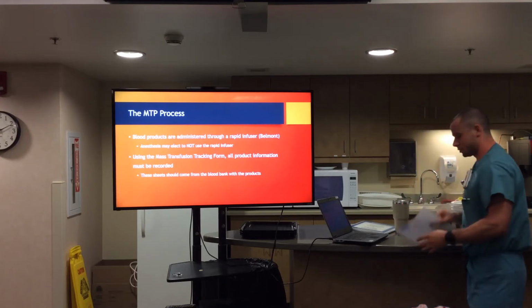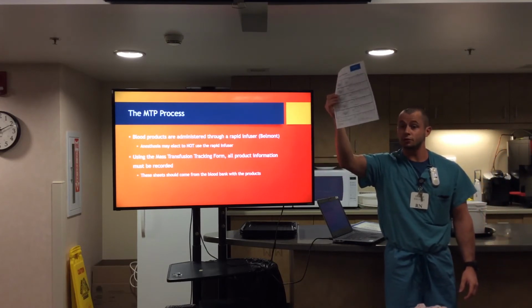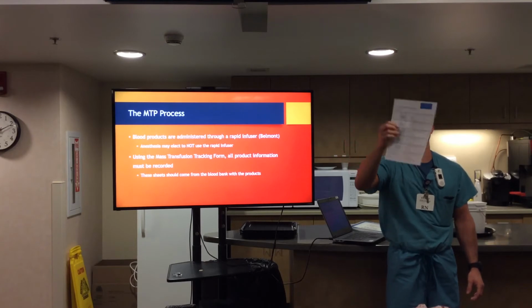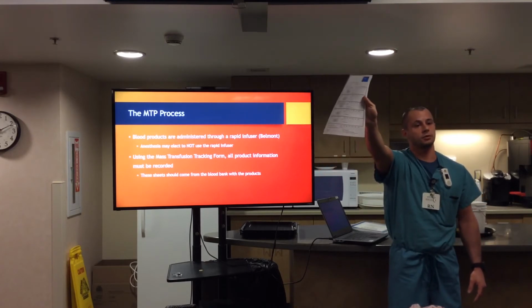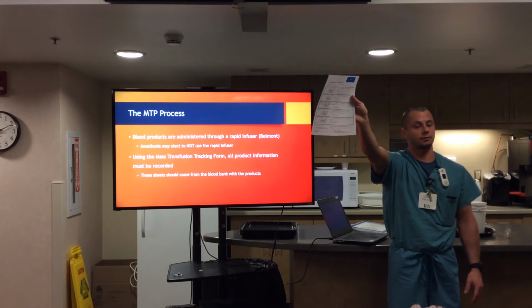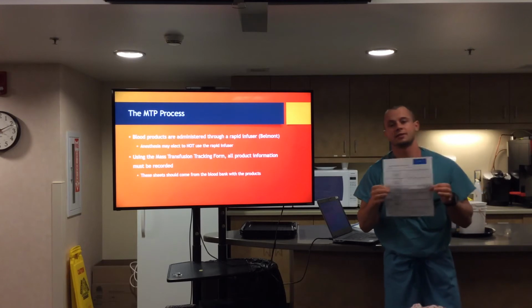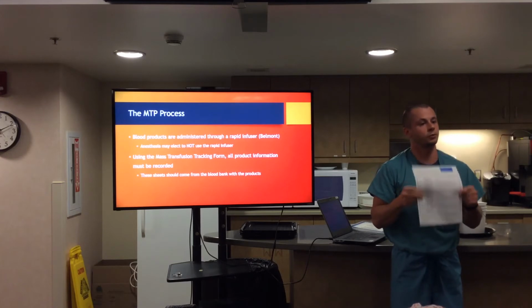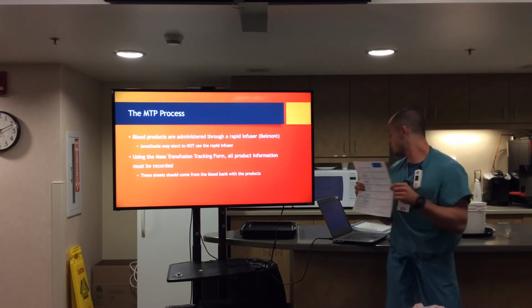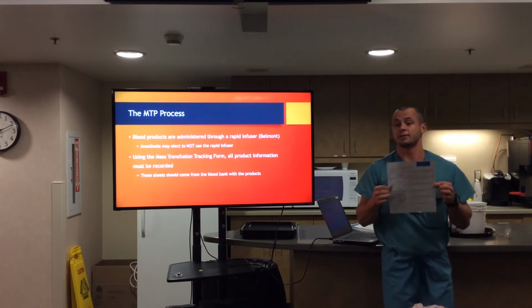All right, mass transfusion tracking form. Have all the nurses seen this before? Have you used them? This only allows spots for 5 blood products, and we have 6, 6, and 1, so you're obviously going to need more than one of these. These come with your blood products. If they did not come with your blood products, you need to call the blood bank and say, I need my MTP forms. They should send you at least 3 of them. If you don't have 3, you need to ask for more.